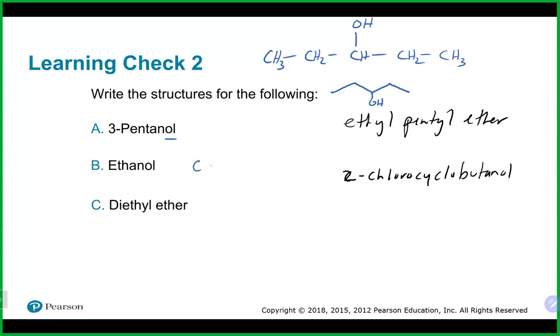Ethanol, that is just 2 carbons. In this case, you could put the OH on either one, as you don't really have a number, and it's the same thing regardless of which carbon you put it on. So it looks something like that.